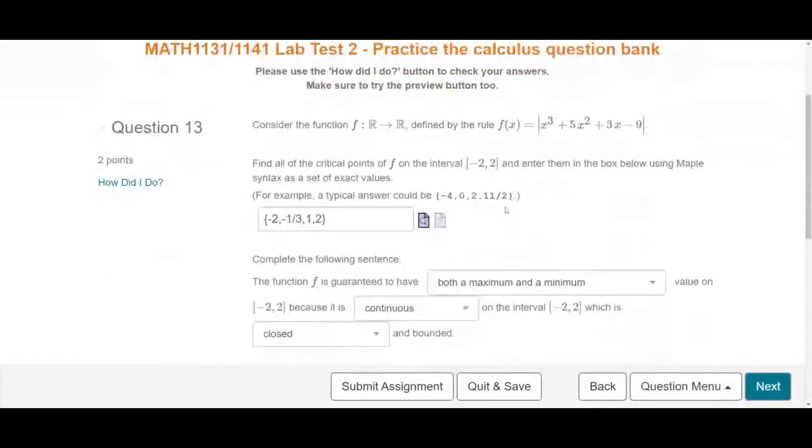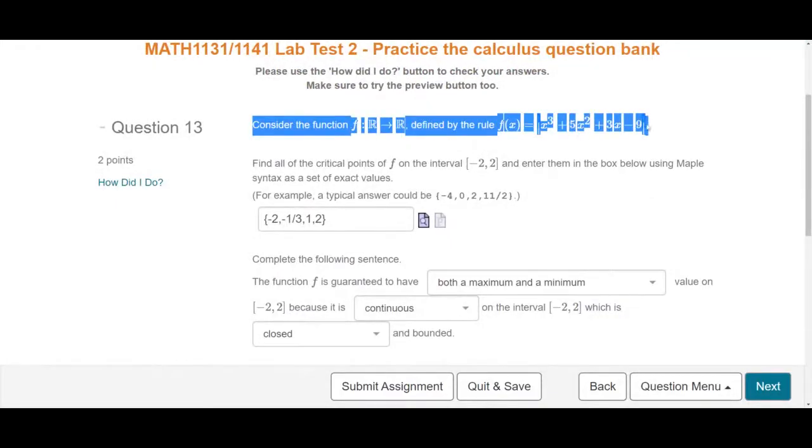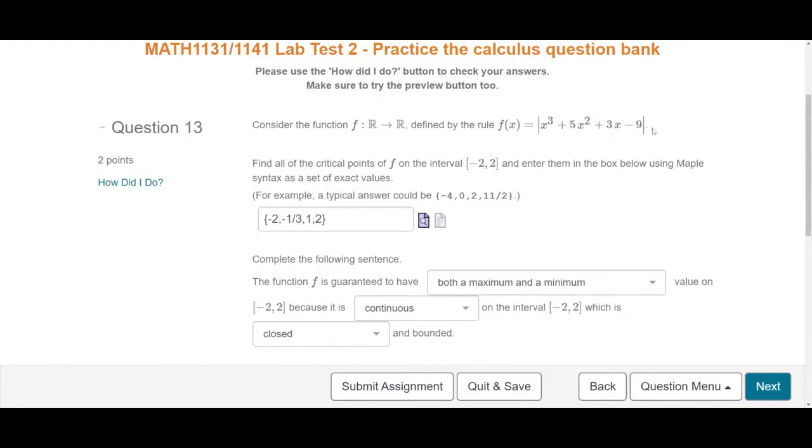All right, here's another one. Consider the function defined by this rule. Okay, so it's an absolute value kind of function. Find all the critical points of f in this interval. Okay, so remember, critical points occur at the endpoints, at a point where the derivative's 0, or at a point where the function is not differentiable.